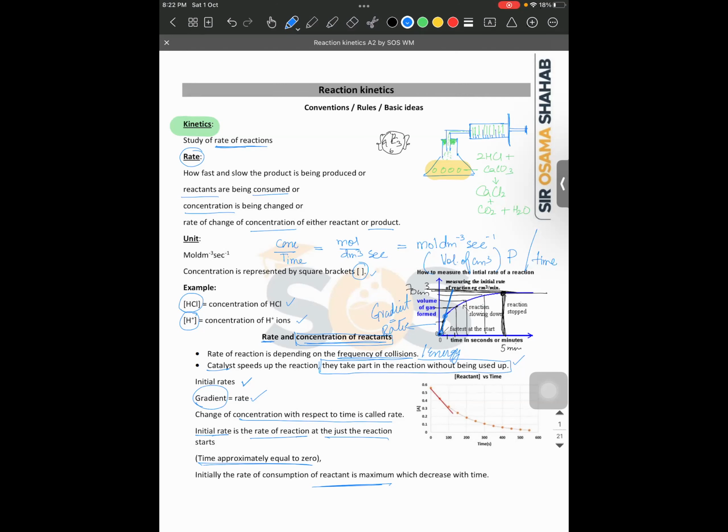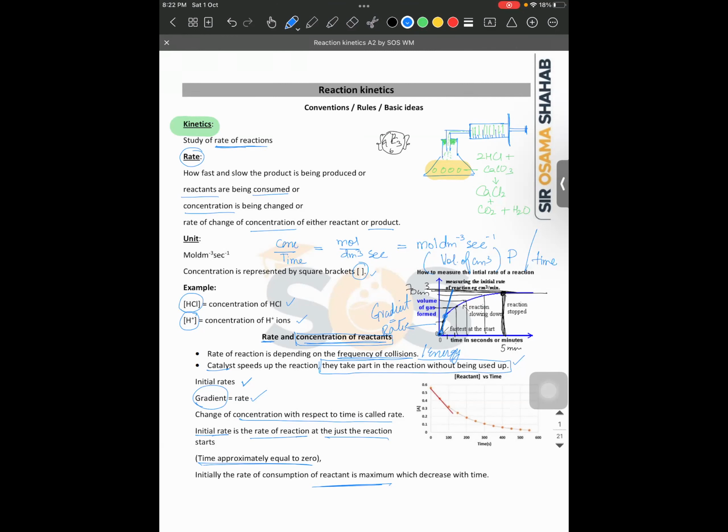Collision initially बहुत ज़्यादा होगा क्योंकि reactant ज़्यादा है. तो initially जब reactant ज़्यादा है तो collision ज़्यादा है, तो definitely rate भी ज़्यादा होगा. और जब reactant ज़्यादा है तो ज़्यादा reactant consume हो रहा होगा क्योंकि वहाँ और कुछ है ही नहीं, सिर्फ reactant है. फिर आहिस्ता reactant कम होता जाएगा और product का amount बढ़ता जाएगा.